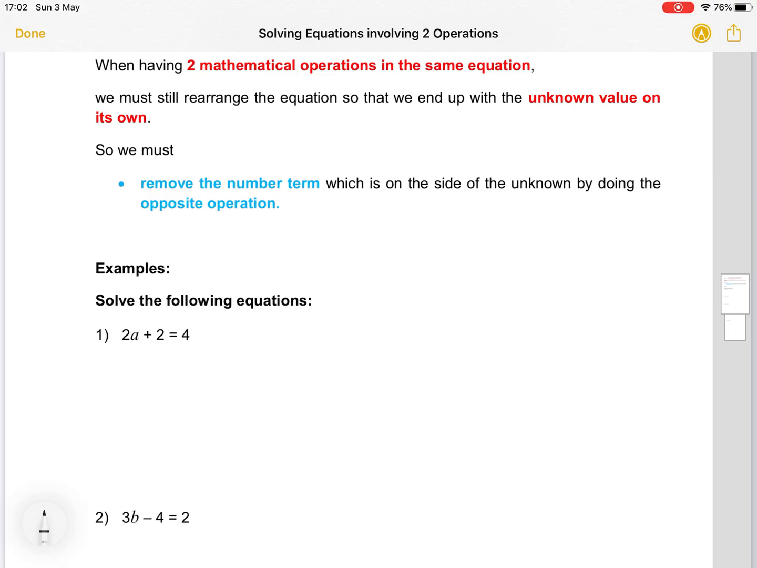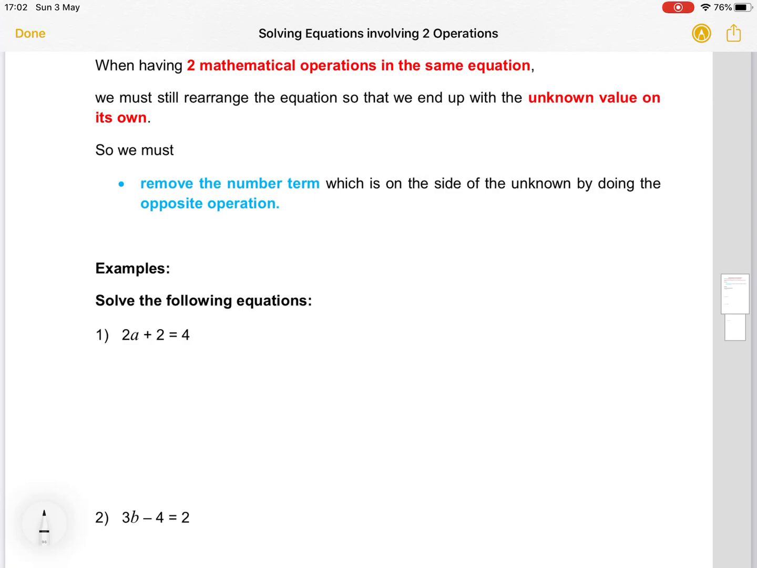Now, the two operations are between the 2 and the a, there is a multiplication because 2a means 2 times a. So there is a multiplication. And there is a plus, an addition, because there is a plus 2. Okay, so there is a multiplication and an addition. Those are the two mathematical operations. Now, we need to end up with the unknown value. So we need to end up with a equals. We need to know what is the value of a.